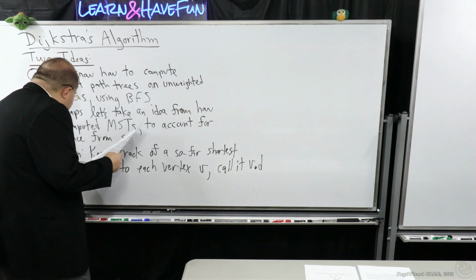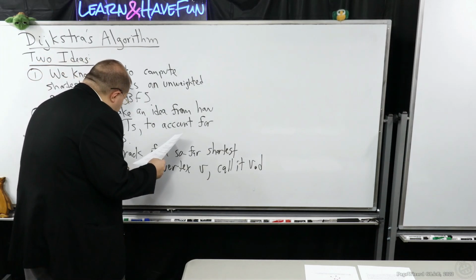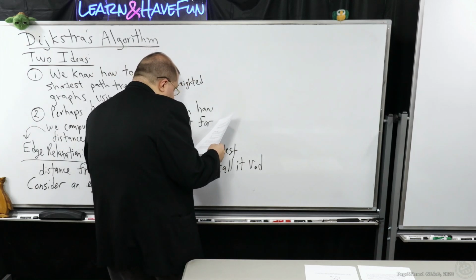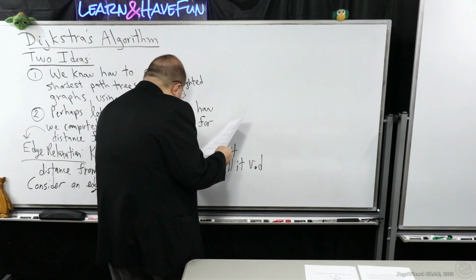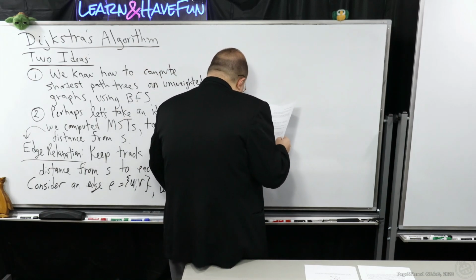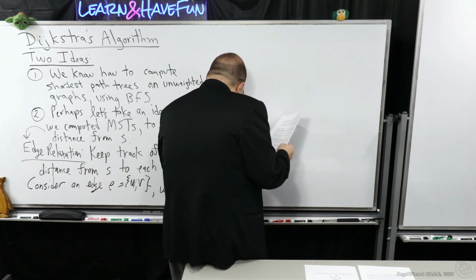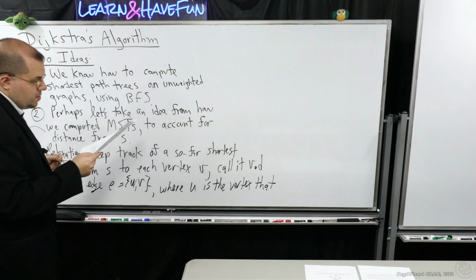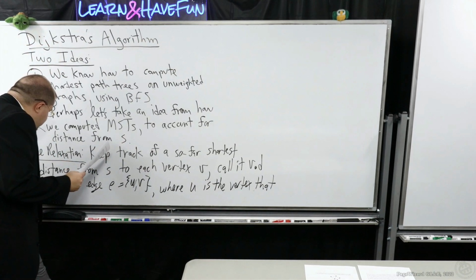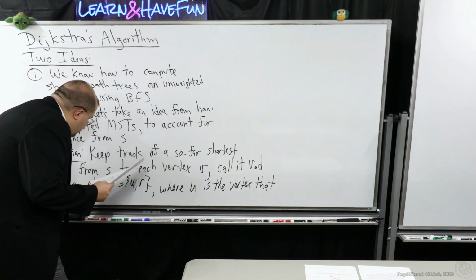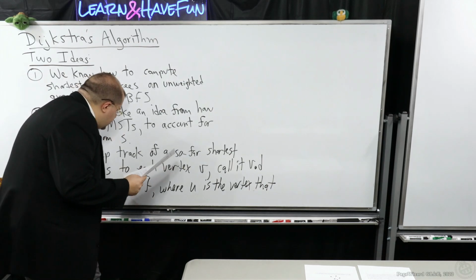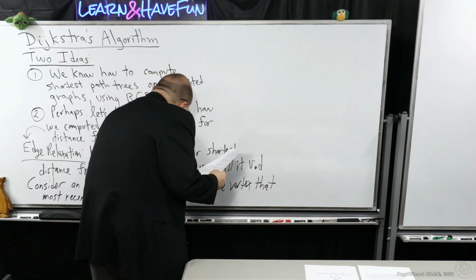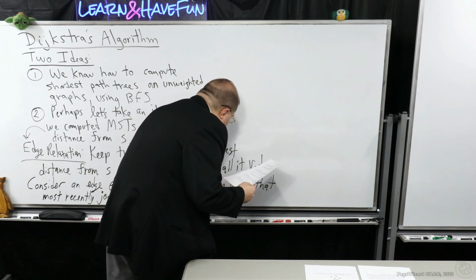So consider an edge E, where its endpoints are U and V. U is the vertex that most recently joins the blob B, and V is not in the blob.